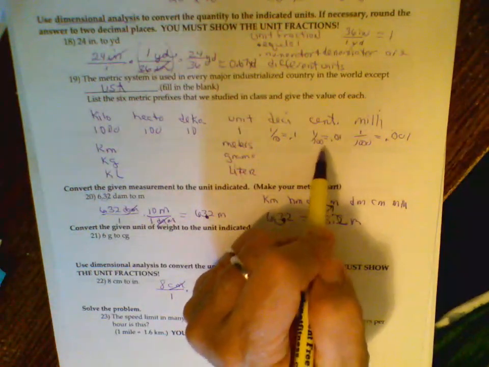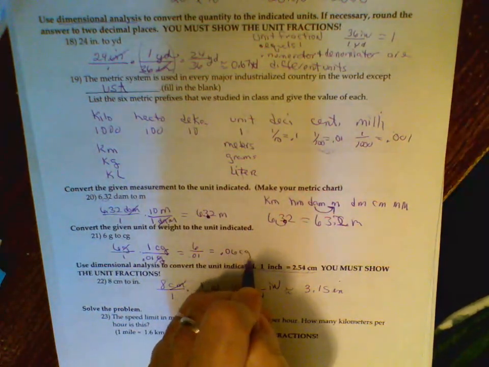Let me do one more like that. 6 grams to centigrams. I'll do it both ways. So first of all, if I look at centigrams, 1 centigram is 100th of a gram. Okay, that's my conversion. So I'm going to put 6 grams, and then 1/100th of a gram is 1 centigram. So the grams would cancel, and I'd have 6 divided by 0.01, which would be 0.06 centigrams.